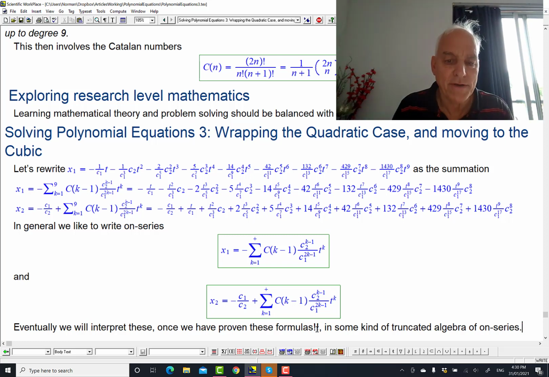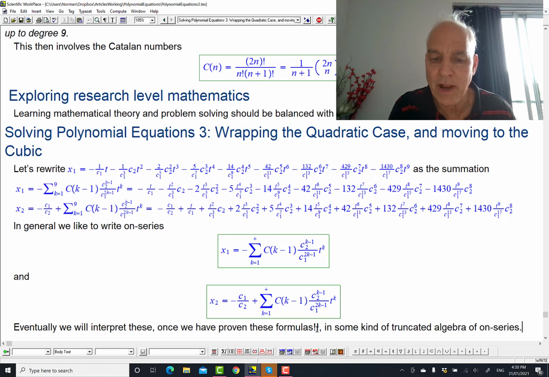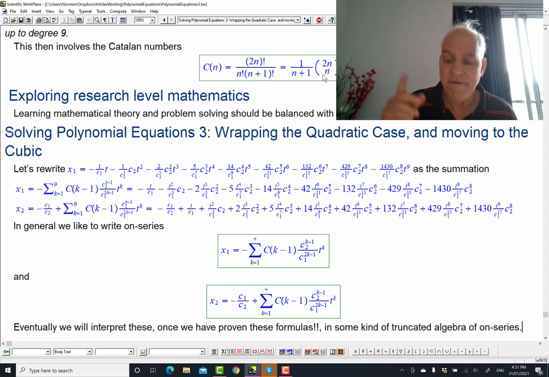So you may want to delve into just proving these things without any reference to the usual classical formula, the quadratic formula, just starting with algebra, and of course, employing properties of the Catalan numbers because they're central objects in this story. Fabulous. Okay, now it's time to move on to the cubic case.